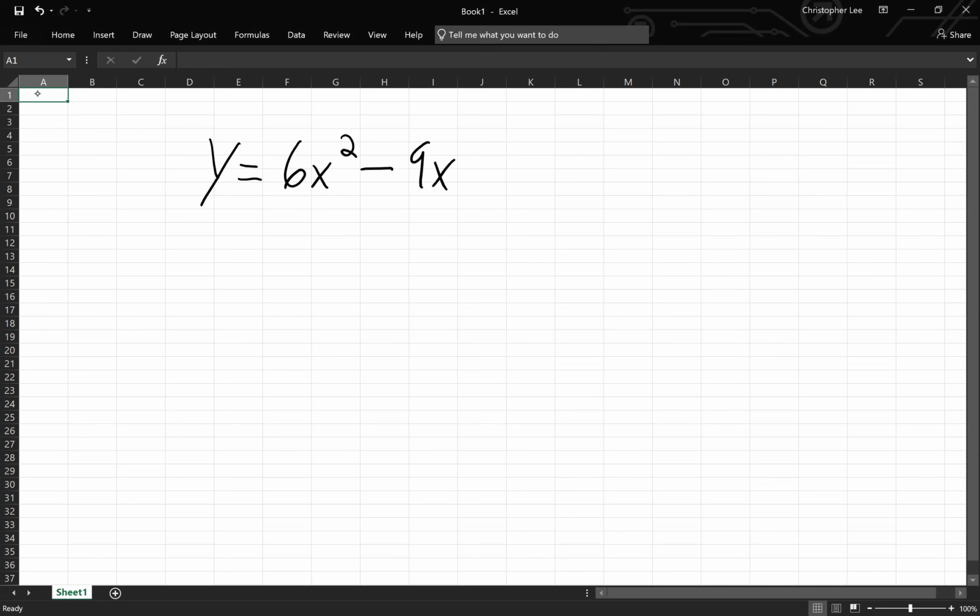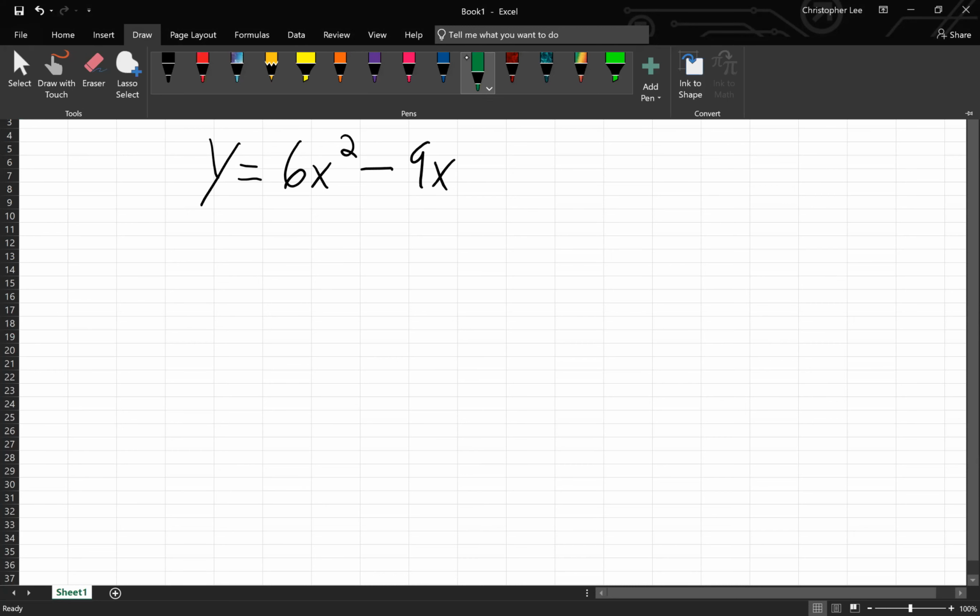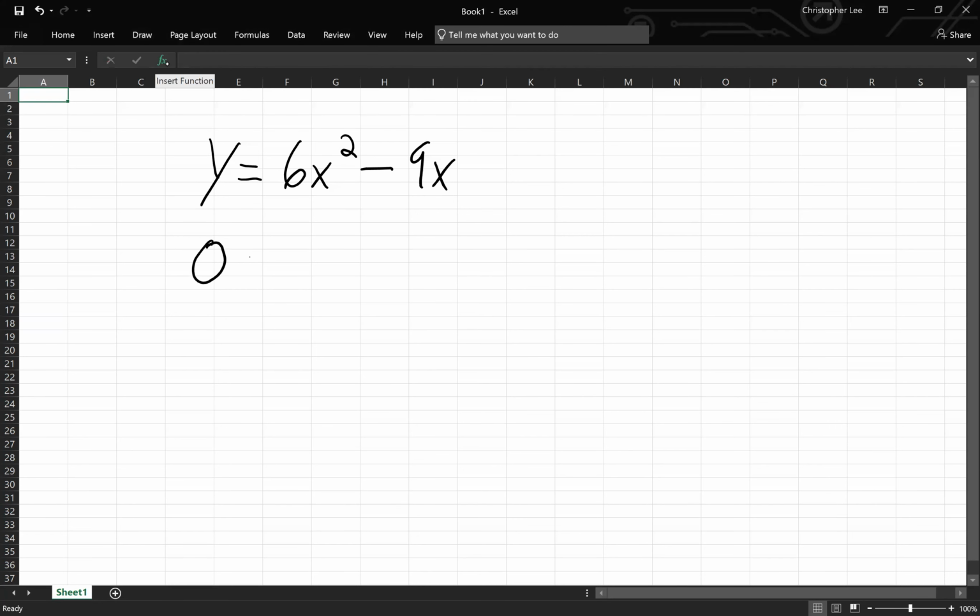So what we want to do with this, right? We want to complete the square. So I'm gonna go straight to my formula. Actually, wait, I can't even go straight to my formula yet, right? Remember, I gotta rewrite this as 0 is equal to 6x squared minus the 9x, right?